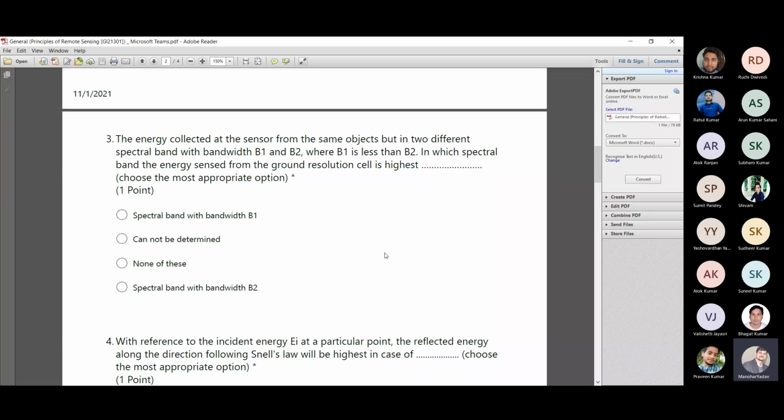Okay. So when I talk about photons at different wavelengths, they are combined together to constitute an energy component. If you increase the number of wavelengths, if you increase the range of wavelength, then obviously what will happen? At a large number of wavelengths, photons are generated and they are summed up to constitute an energy component. In the same way, when you increase the area, the reflected energy from different interaction points is summed up, and for the GRC in which the spatial resolution is more, energy is more in that case.